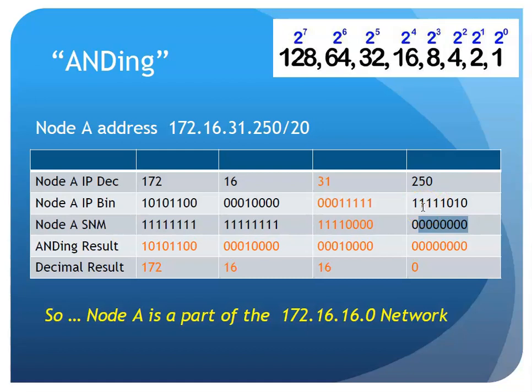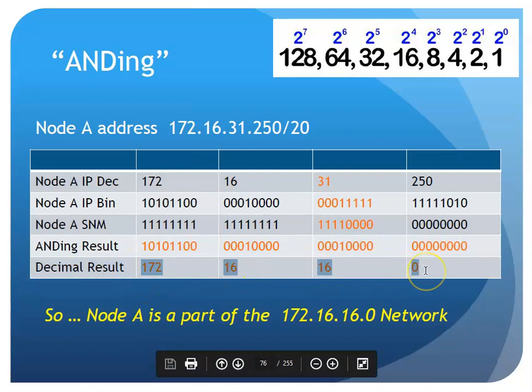The ANDing literally just drops off the host portion, so it comes through as zeros, and the only thing that's left is the network and subnet piece. But it's represented as the network number. So 172.16.31.250, that node IP, that IP address of that node, when ANDed with a subnet mask, yields the network or subnet number. In this case, 172.16.16.0. So this node A is part of the 172.16.16.0 network.